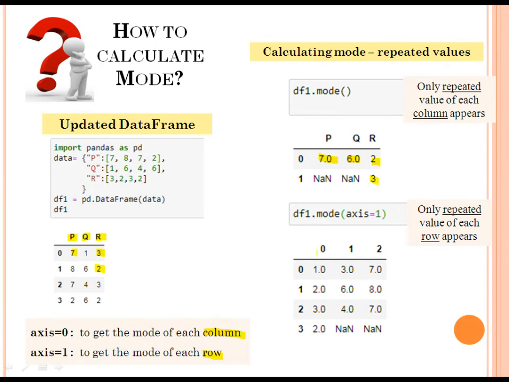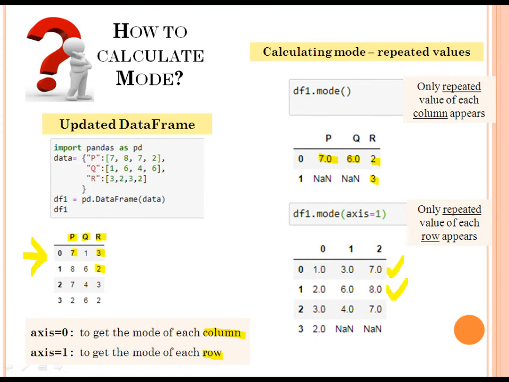After that, when I'll do df1.mode, axis equals to 1, children, it will tell me the repeated values according to the rows. So if there is no repeated value, it will give me the values in ascending order. Just have a look. In the row 0, the values are 7, 1, 3. No repeated value is there. So it will arrange the values and display it like this.